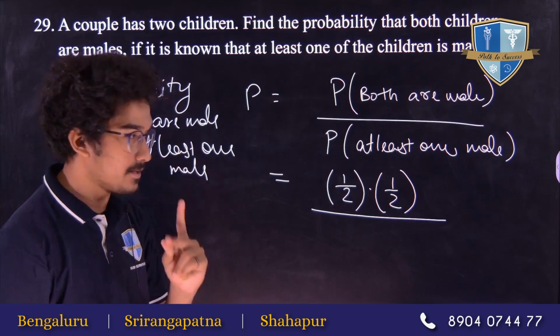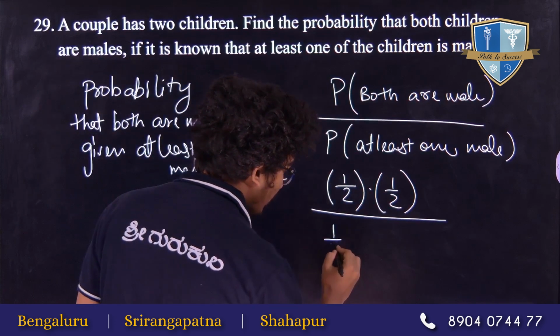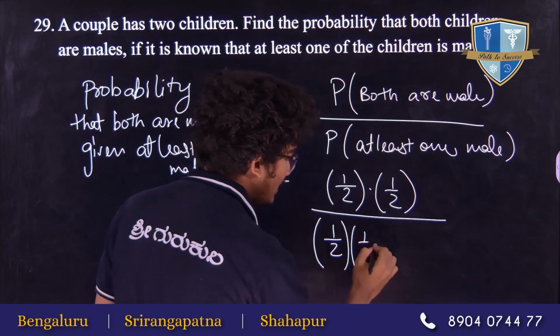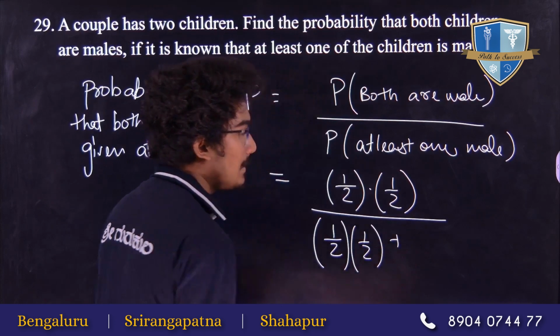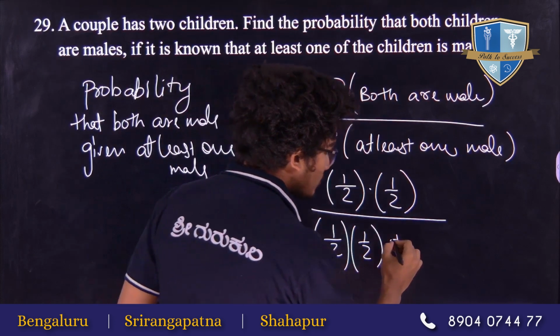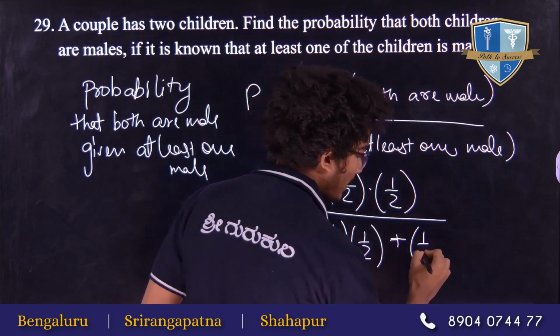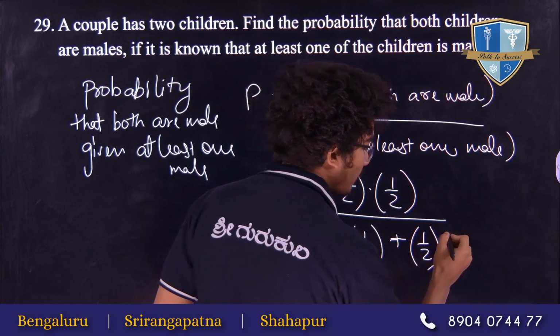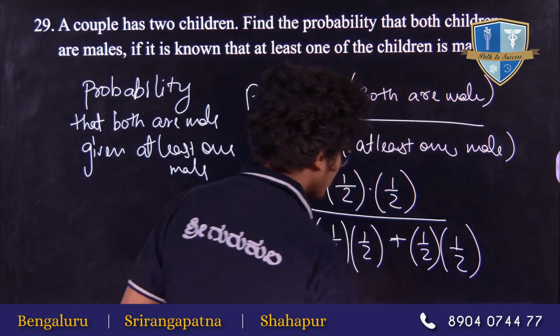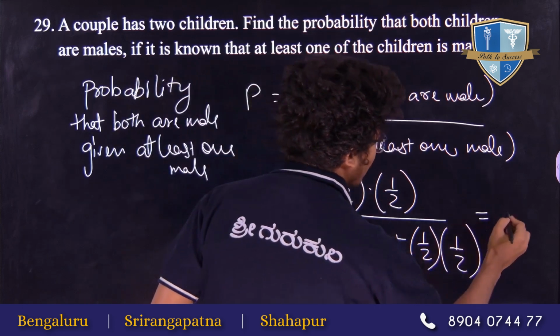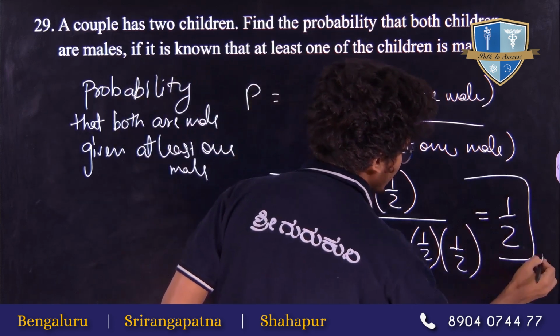So we have two cases here. When both are male, so one to be male is 1/2, other to be male is 1/2, plus probability when one is male and one is female. So probability for one to be male is 1/2 and probability other to be female is 1/2, correct? So if we calculate this, this will become 1/2. 1/2 is our final answer.